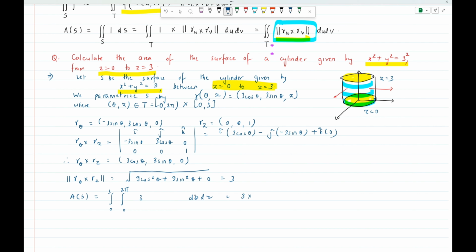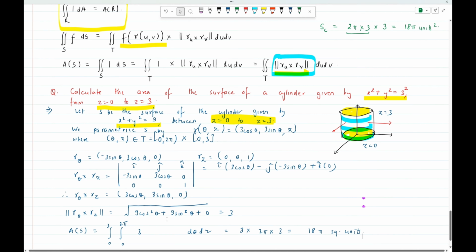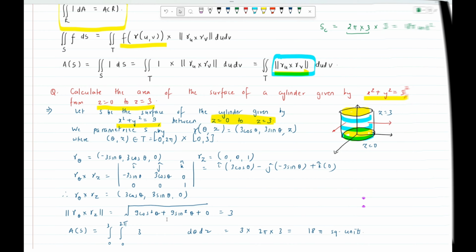Integrating d theta, we are going to get 2 pi, whereas integrating dz, we are going to get 3. And when we complete this, we will be getting 18 pi square units. And this is purely in alignment with what we have discussed earlier with the help of the formula. So you can check over here, we have got 18 pi square units. We also have a nice corollary to this for surfaces which are expressed as a function of x and y. Let me just state that and we will see one more problem based on that.